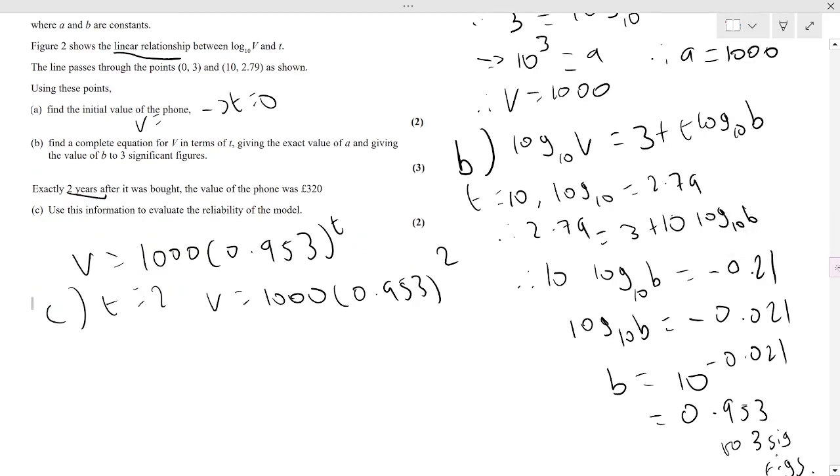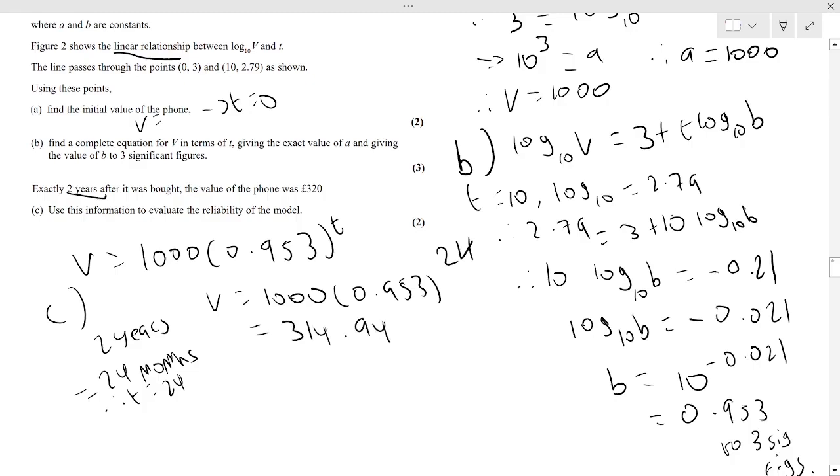So that means T is 2 years. No, sorry. T would not be 2, but 2 years is equal to 24 months, right? So that means T is 24, and that's what you substitute in. So 1,000 of 0.953 to the 24. That gets you a lot more sensible answer of 314.94. Okay, in pounds. So that's our answer.